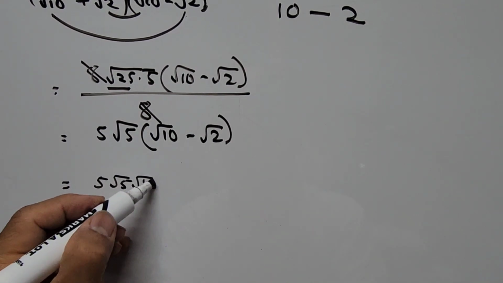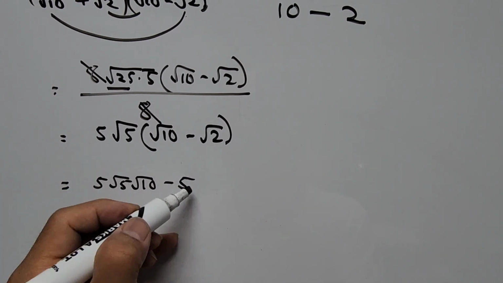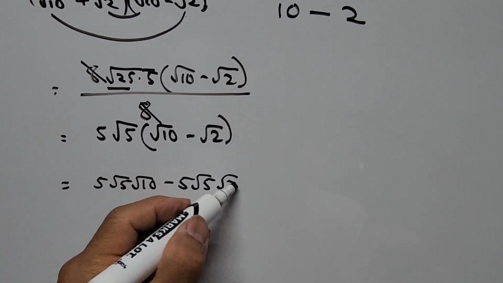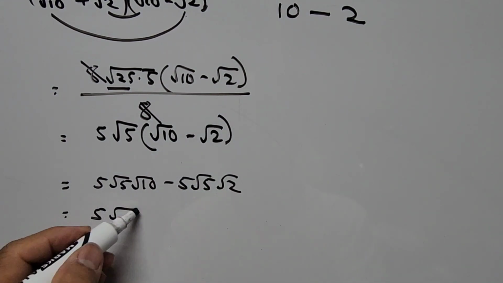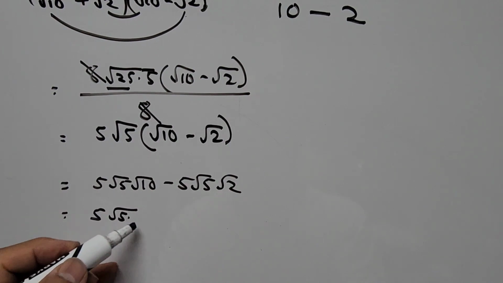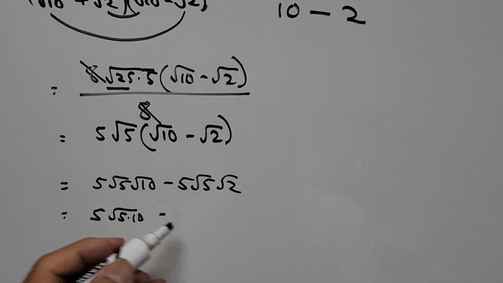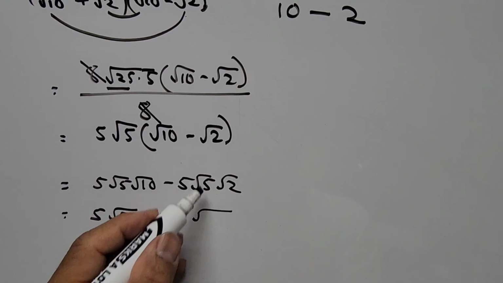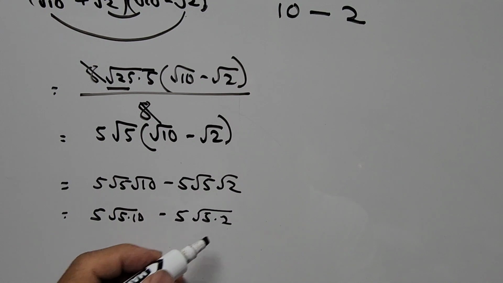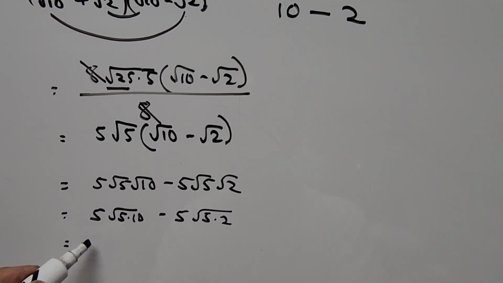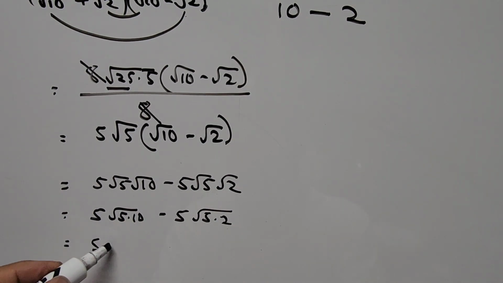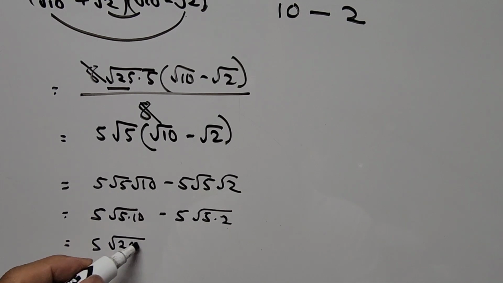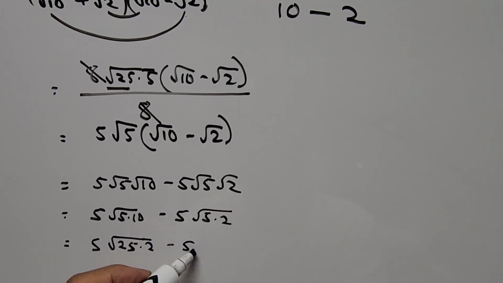Simplifying this further, this is now 5 times square root of 5 times square root of 10, minus 5 times square root of 5 times square root of 2. So this is written the same way as 5 times square root of 5 and square root of 10 combined together, minus 5 times square root of 5 and square root of 2 combined together. So this is now simplified as 5 square root of 50. So this is 50, right? That is 25 times 2 is 50. So minus 5 times square root of 10.